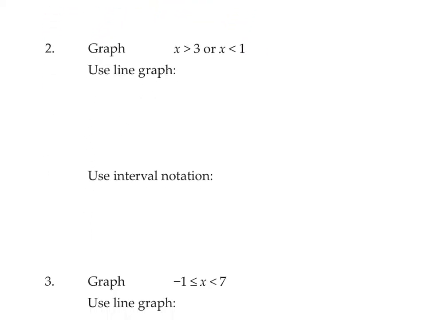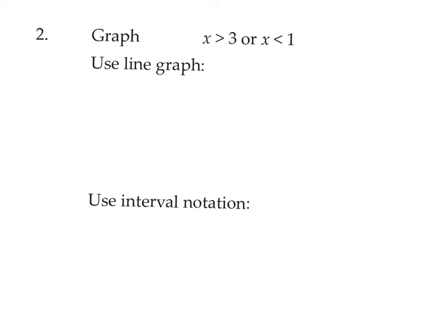For example 2, we're going to graph two different statements on the same graph. X is greater than 3 or X is less than 1. So that means there's two different places where X could be.